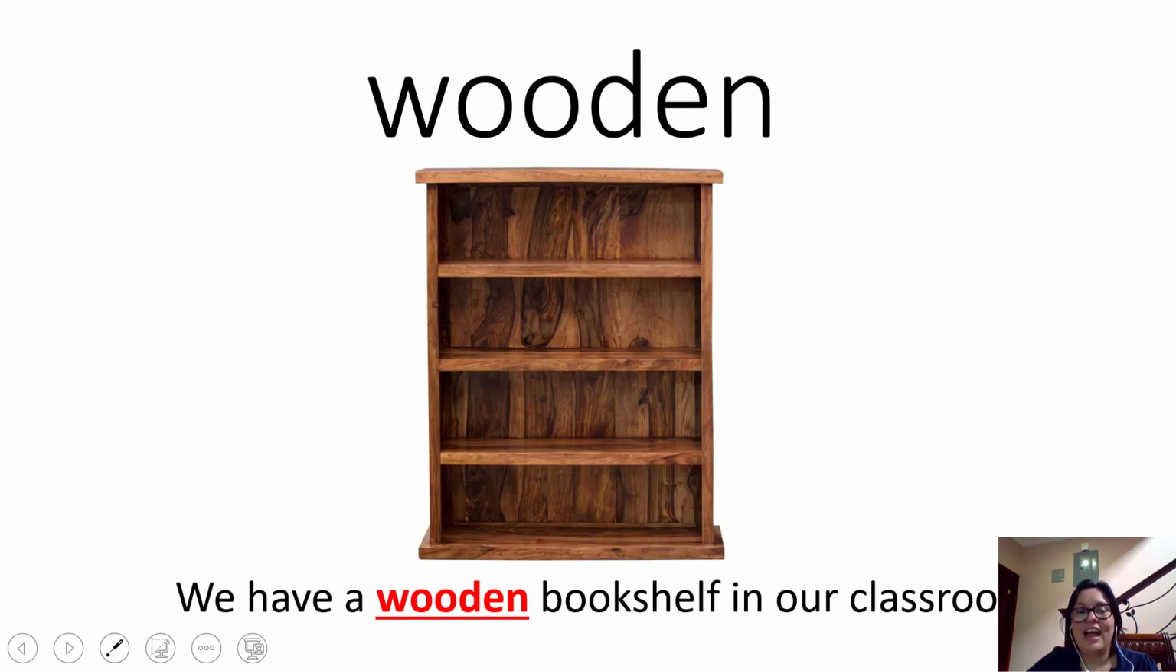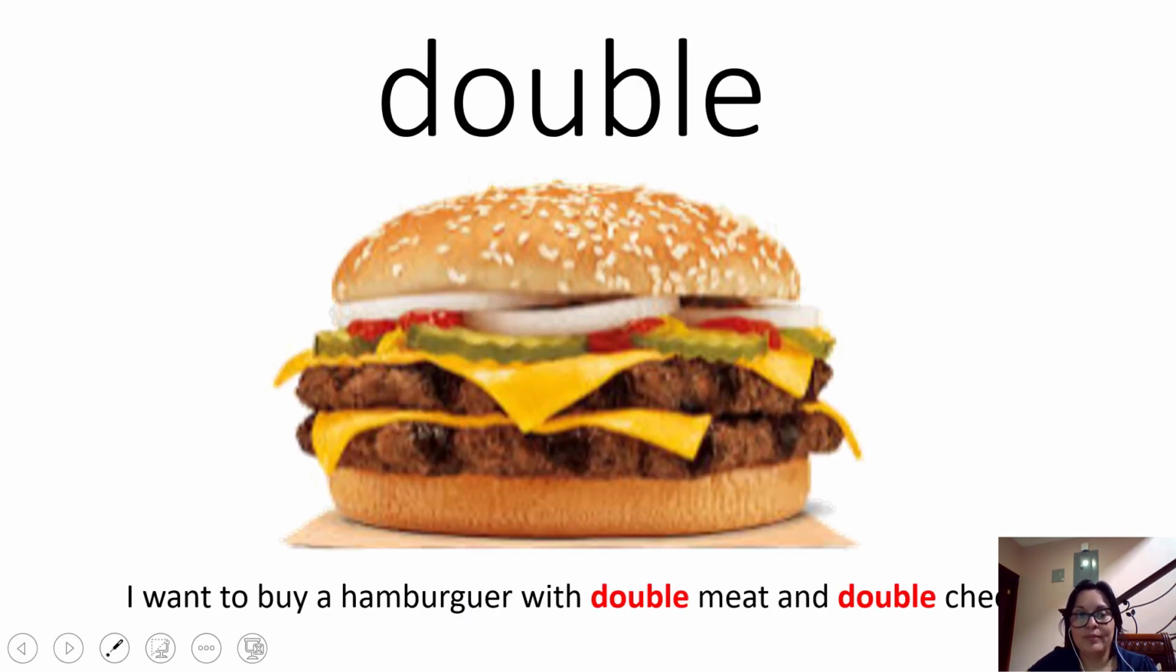Wooden. I have a wooden bookshelf in our classroom. Wooden is something that is made of wood, okay? And you get the wood from the trees, such as the oak tree or the maple tree. Those are kinds of trees that you can use to get wood and to make or build bookshelves or beds or chairs.